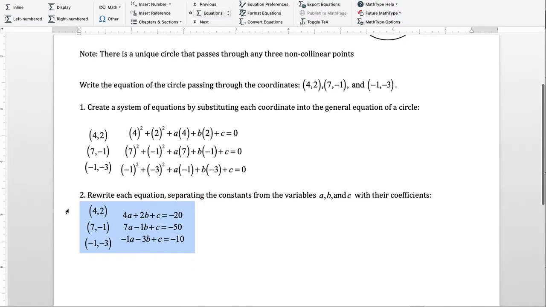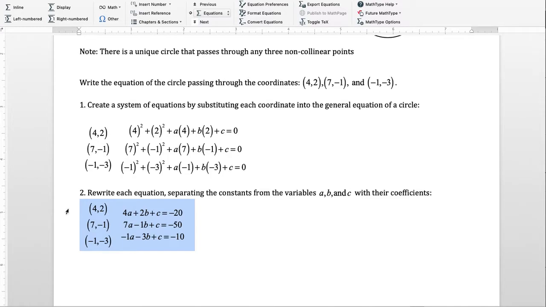That's going to give us a system of 3 equations where we've got a, b, and c. I'm being careful to write this so my variables line up in columns, and we have the constants on the other side. I got this by multiplying 4 squared plus 2 squared and subtracting it to the other side, and subtracting my constant to the other side.